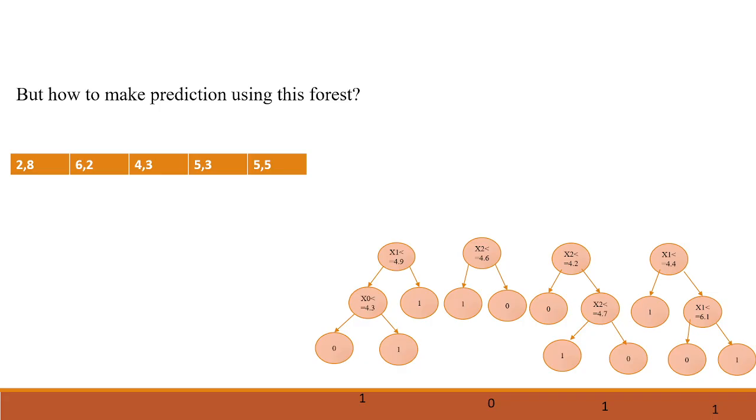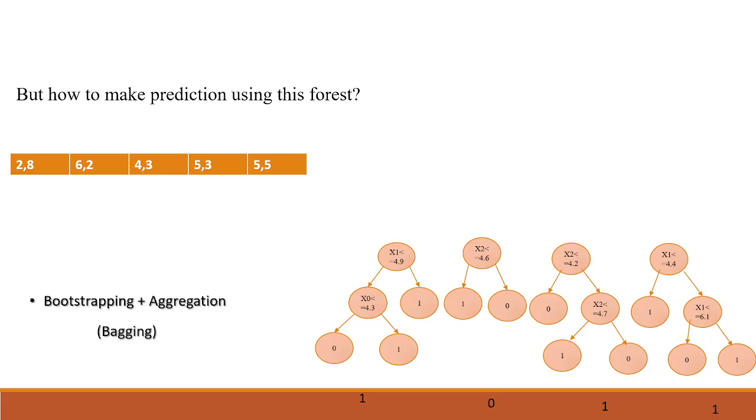But how to make a prediction using this forest? We will pass this data point through each tree one by one and note down the predictions. Now we have to combine all the predictions. As it's a classification problem, we will take the majority vote. Clearly 1 is the winner here, hence the prediction from our random forest is 1. So in the random forest, we first perform bootstrapping, then aggregation, and in jargon it's called bagging.